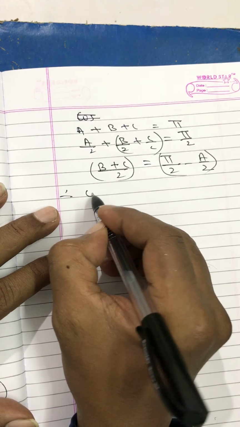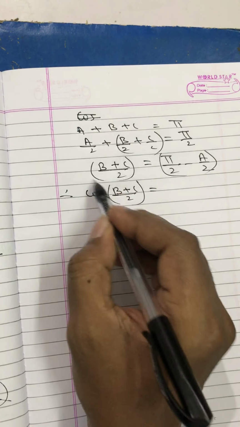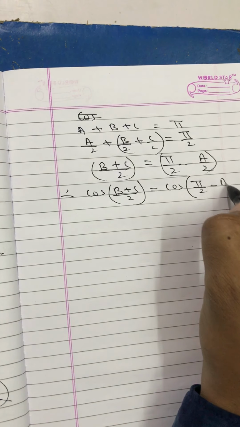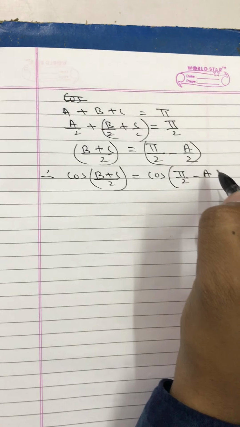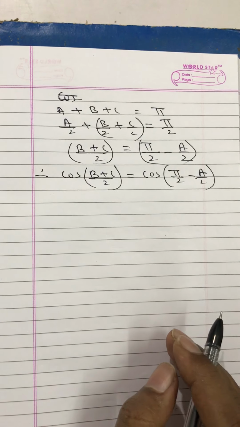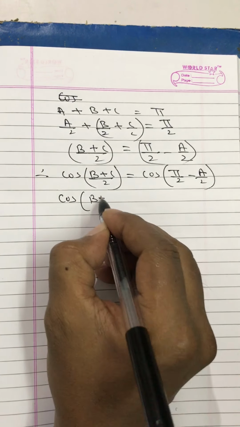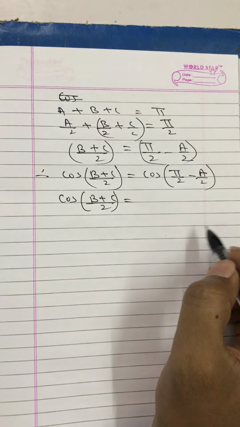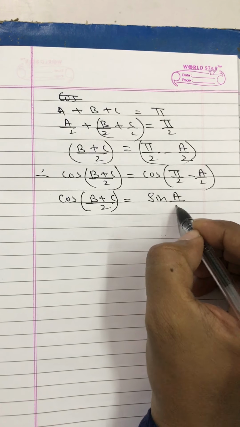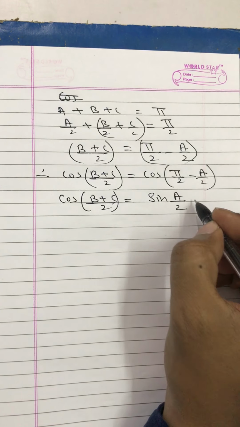Therefore cos (B plus C) by 2 will become cos (pi by 2 minus A by 2). This will look something like that, I am tilting it. Now this is along the y axis, so this will become sin A by 2. This is in the first quadrant, so it is going to be positive, sin A by 2.